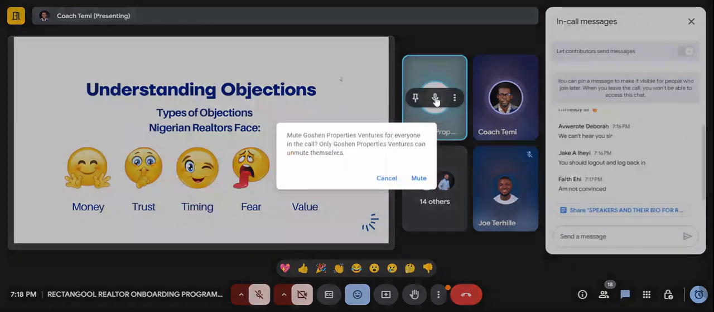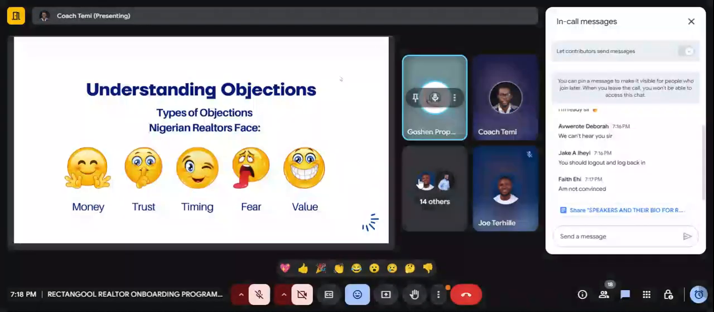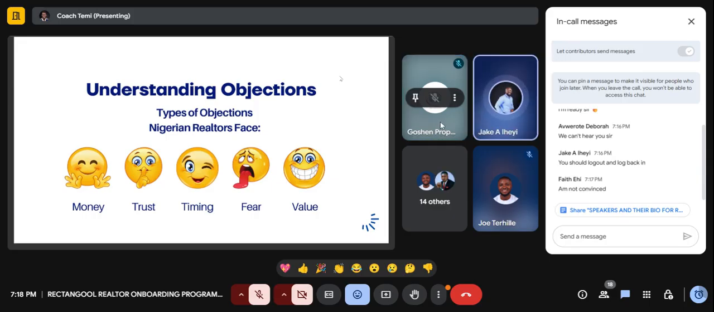I really want to get what this person said, but your speaker is very echoing. Mr. Goshen Properties, maybe you should log out and log back in, or you can type it. Somebody can help us to read it out.